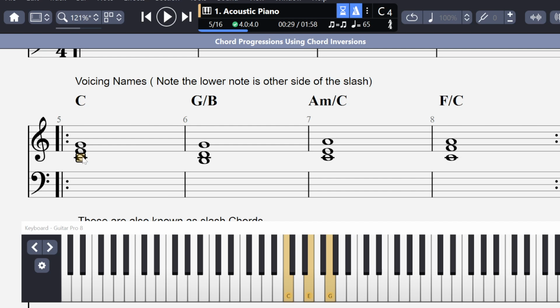So if you start introducing the left hand, then if you see these chords, the left hand has to play the B and the G, the C and the A minor, and the F. Obviously in the F it has to be a C as well.